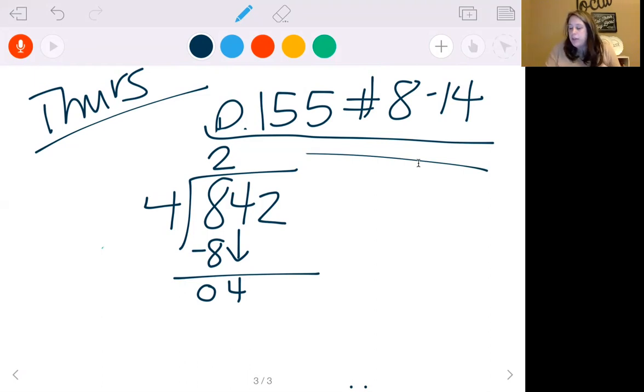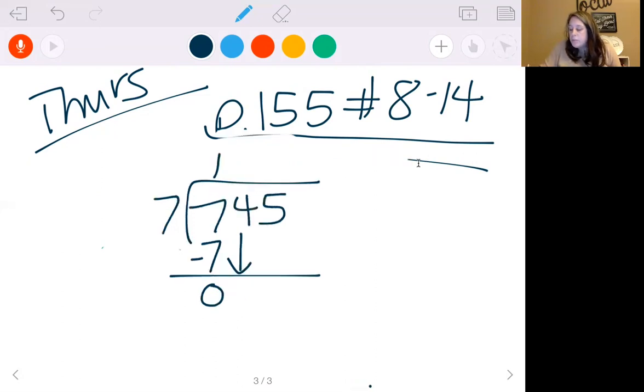745 divided by 7. 7 goes into 7 one time. 7 times 1 is 7. 7 minus 7 is 0. Bring down our 4. 7 goes into 4 0 times. 7 times 0 is 0. 4 minus 0 is 4. Bring down our 5. 7 goes into 45 6 times. 7 times 6 is 42. We subtract that, we get 3. So that's our answer.